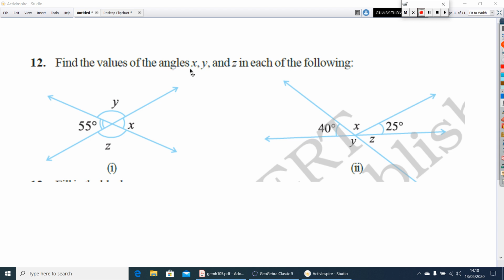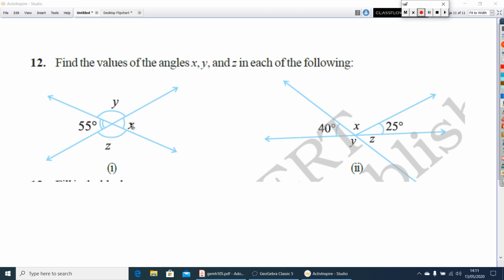Here find the values x, y and z in the following. Here x is vertically opposite to the given angle, so x is equal to 55 degree. You can write x is equal to 55 degree. It is vertically opposite angles. Now x plus y, both are linear pair of angles and sum of this angle is equal to 180 degree. Or you can find out angle y, since y plus 55 degree is equal to 180 degree. So y is equal to 180 minus 55 degree. That is the answer.